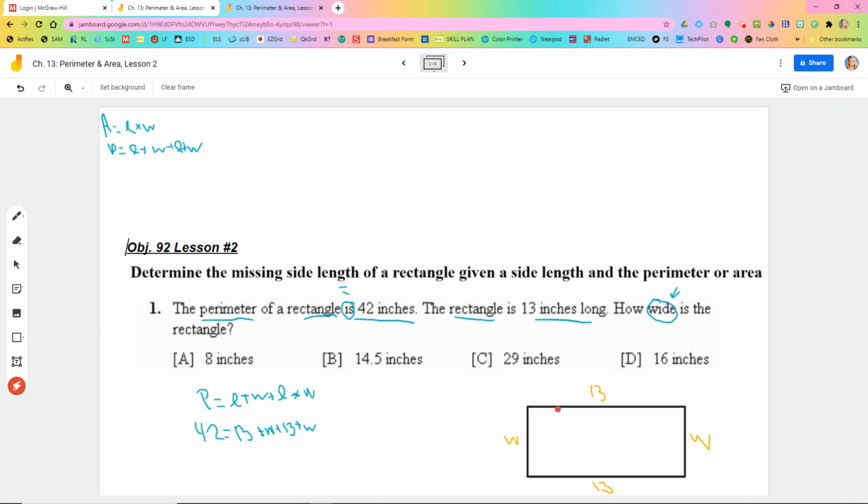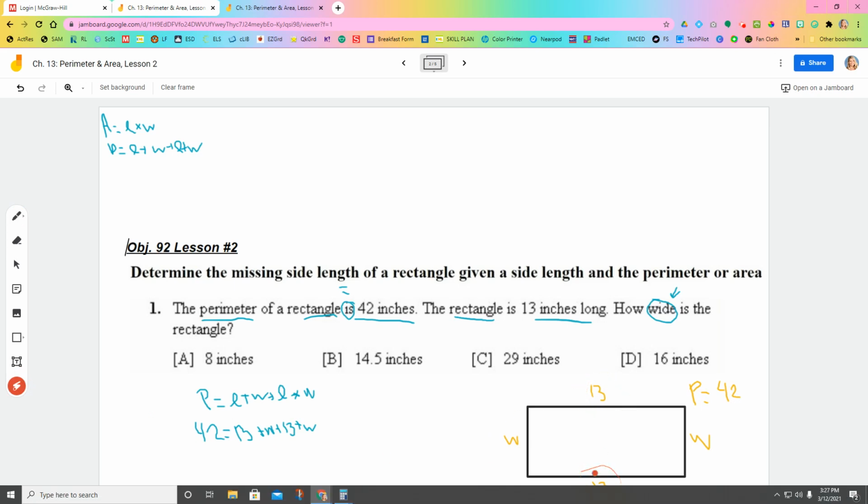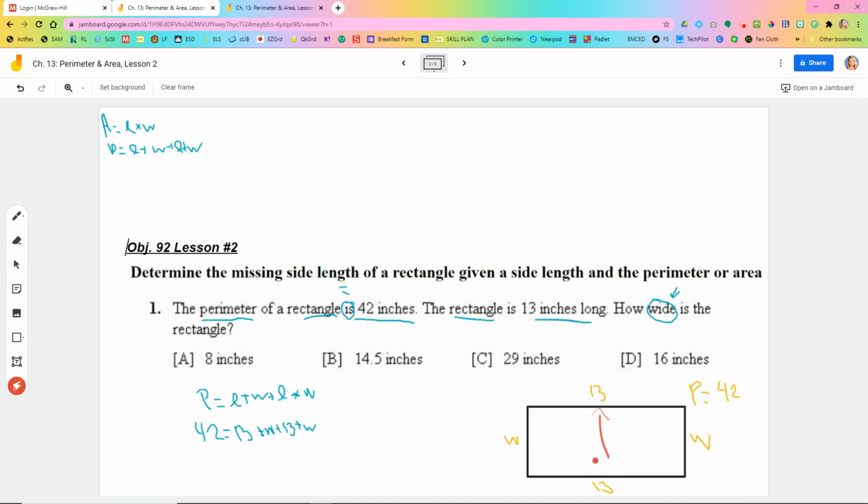So technically perimeter is whenever I add all four sides together, right? My problem tells me that if I add all four sides together, my perimeter is going to be 42. Well, right now, all I have is 13 and 13. Let's see how much is taken up here and here so I can find what's left. So what am I going to do to see how much is left here? I have 13 here, 13 here. I need to add 13 plus 13 to see how much is taken up. So I get 26 plus W plus W.